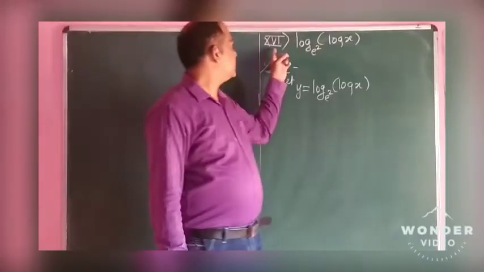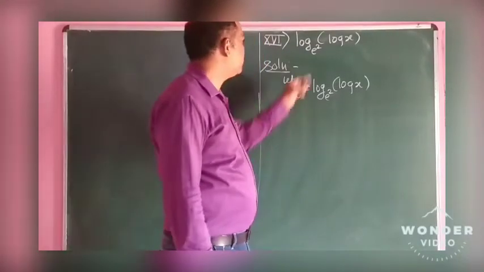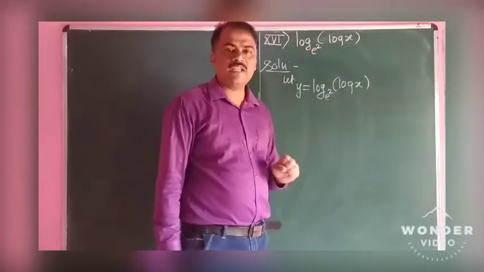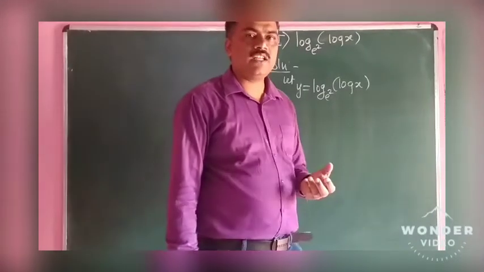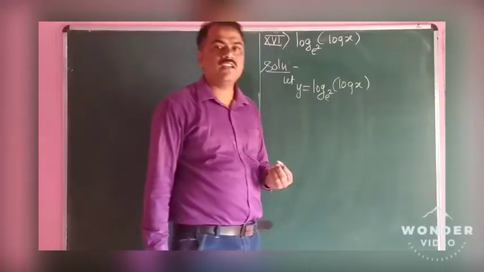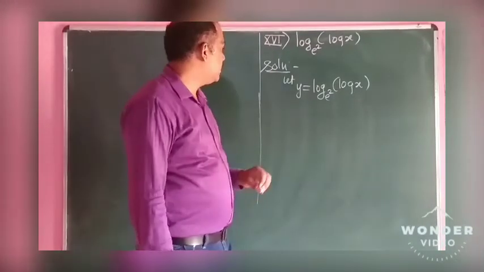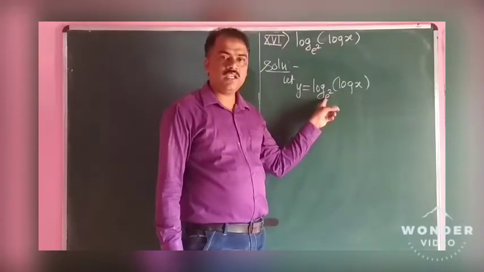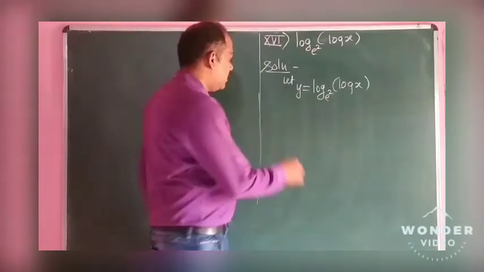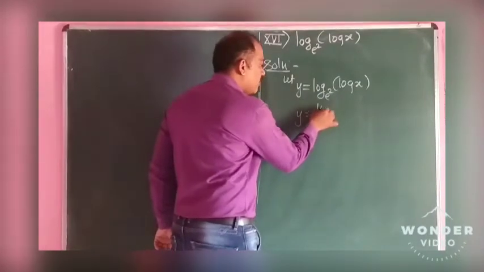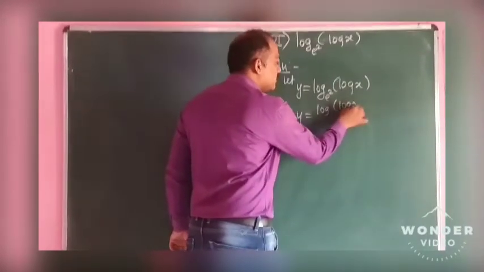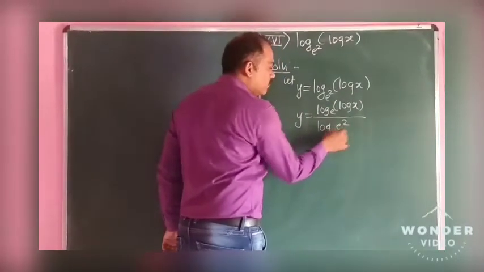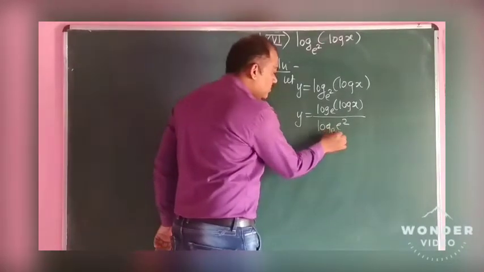Next example is example number 16, log of log x to the base e square. Solution: let y is equal to log of log x to the base e square. When we have to take the derivative of a logarithmic function, we require the base to be e. So first of all we have to change the base from e square to e. By using the change of base formula, y is equal to log of log x to the base e divided by log of e square, where e square is the old base and e is the new base.